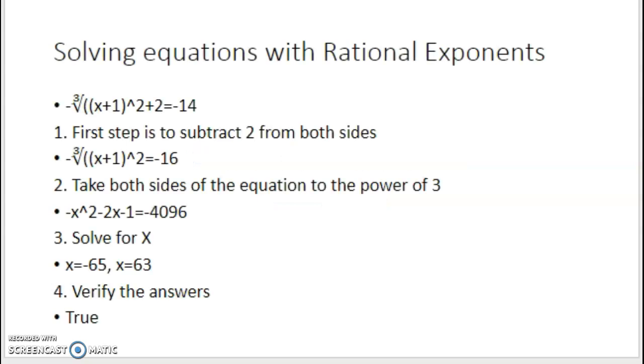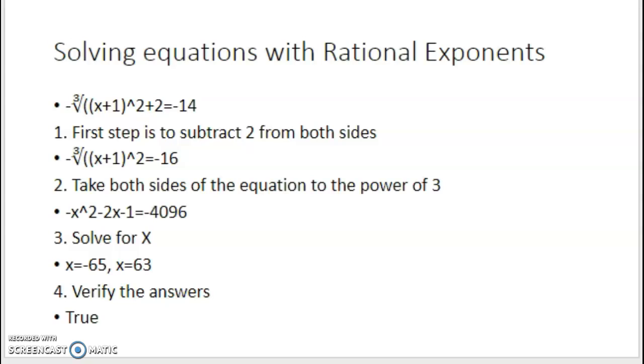For solving equations with rational exponents, I got the equation -3 square root (x + 1) squared plus 2 equals -14. The first step in this equation is to subtract 2 from both sides, and that left me with -3 square root (x + 1) squared equals -16.